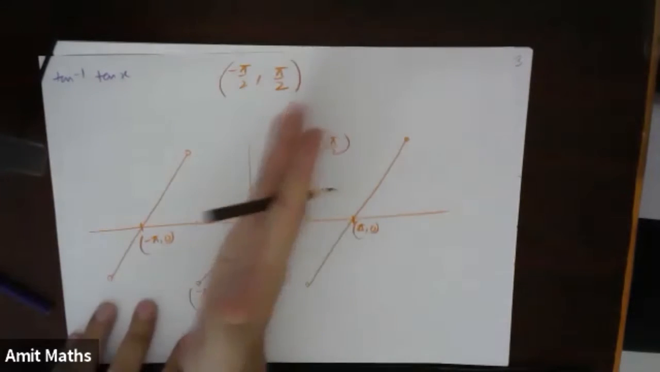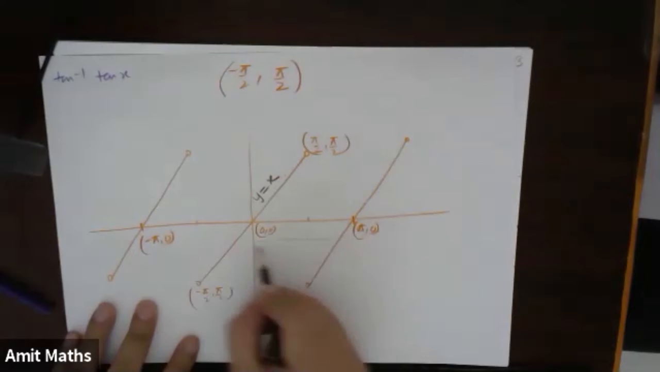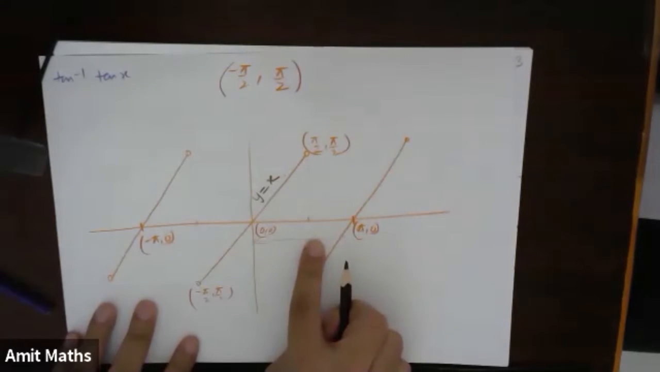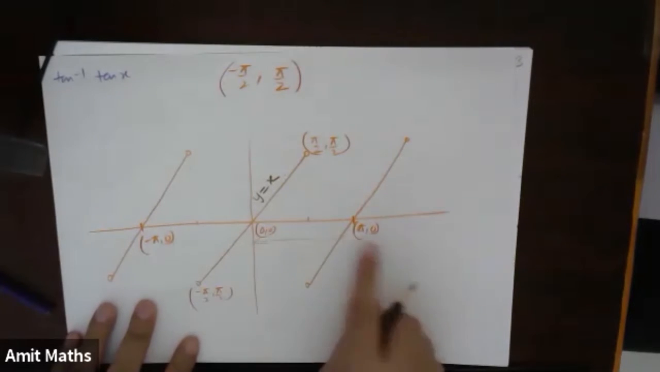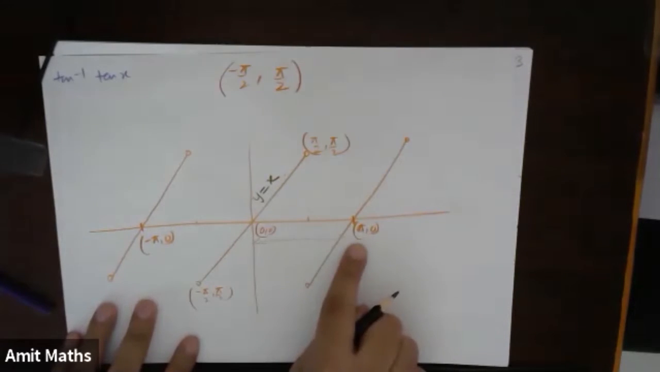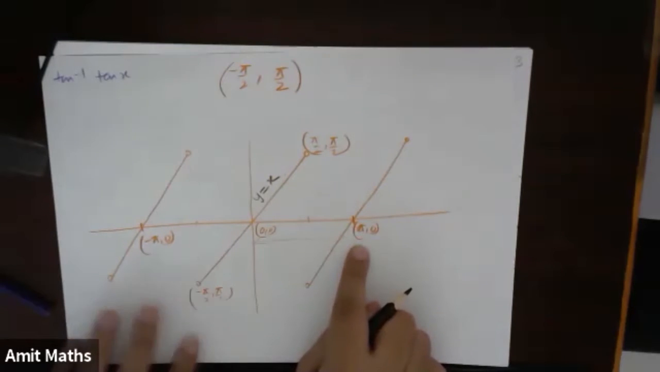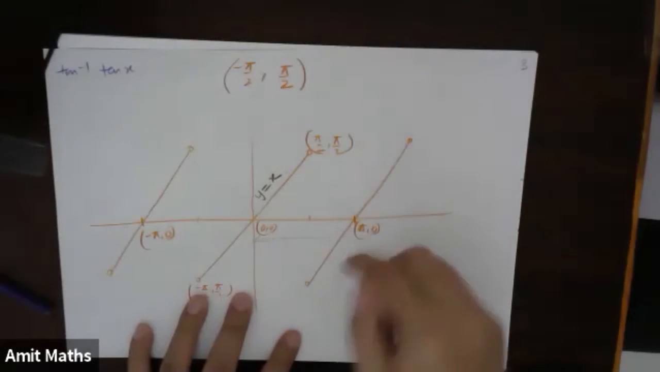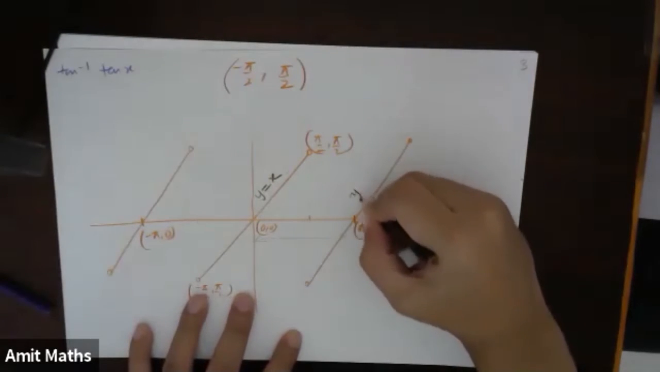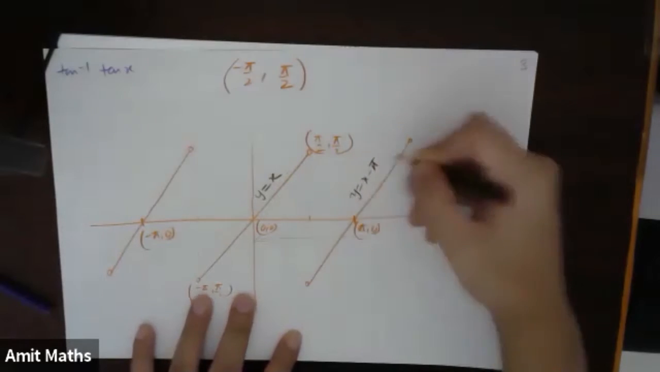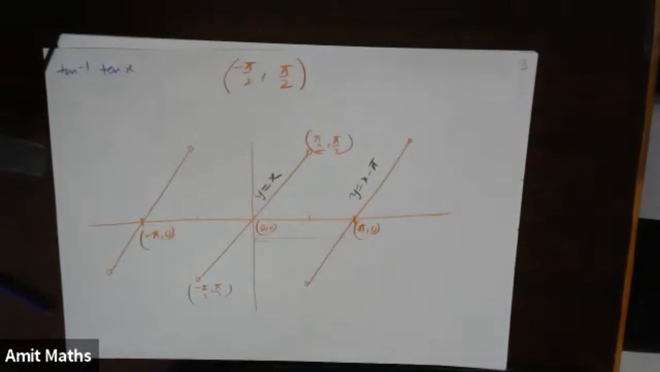Now this line is simply shifted by how much distance? This line has been shifted by pi, right? So what will be the equation of this line? The equation of this line will be y is equal to x minus pi.